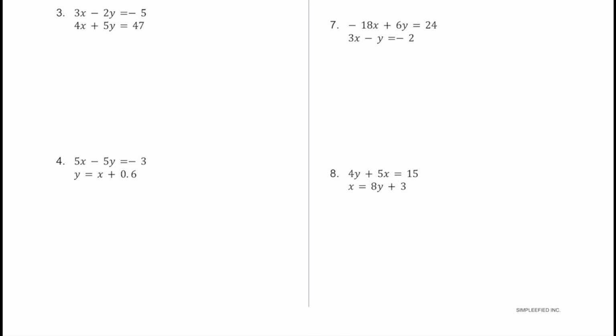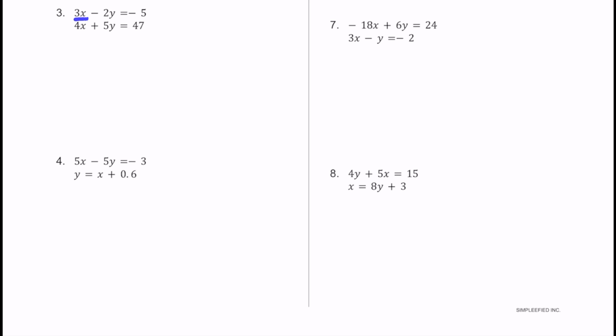For number 3, it looks like everything is lined up pretty nicely. We have 3x minus 2y equals negative 5, and 4x plus 5y equals 47. They're both in standard form, and it doesn't look like we can really isolate any variables easily, so let's go ahead and use the elimination method.